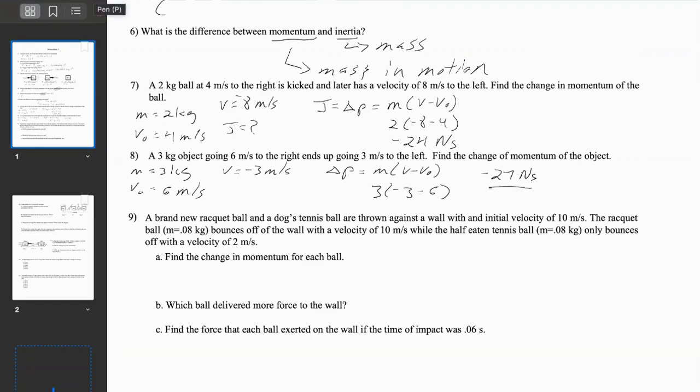A brand new racquetball and a dog's tennis ball are thrown against a wall with an initial velocity of 10 meters per second. Our initial velocity for both objects, our V naught, is 10 meters per second. The racquetball, mass 0.08 kilograms, bounces off the wall with a velocity of, here we're going to say negative 10 meters per second because it's changed direction. It bounces off the wall.